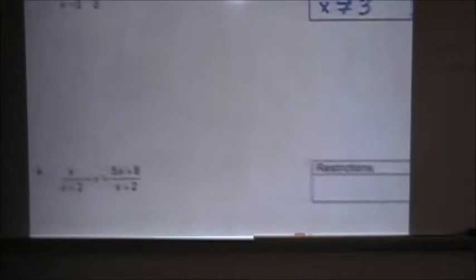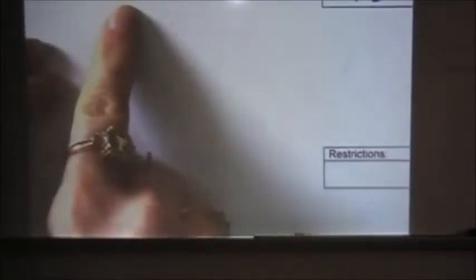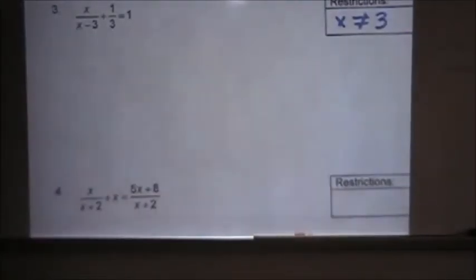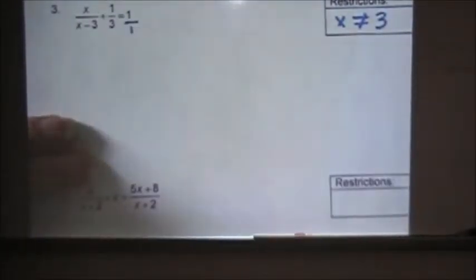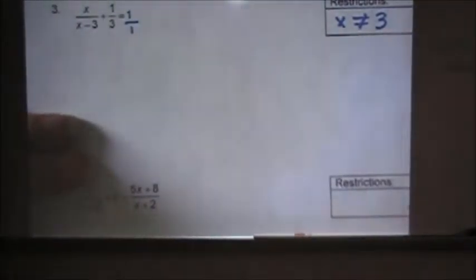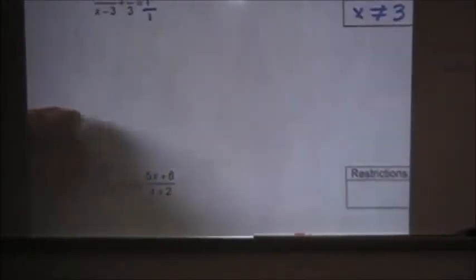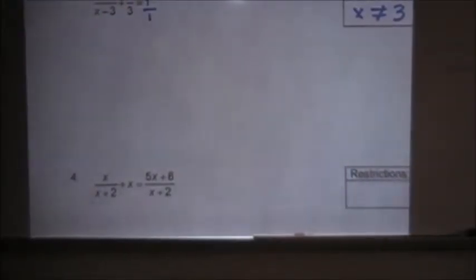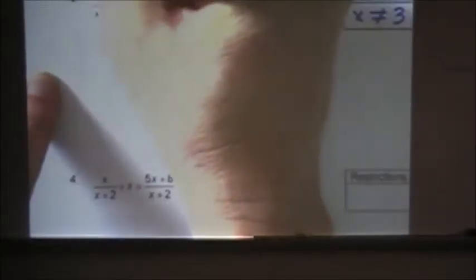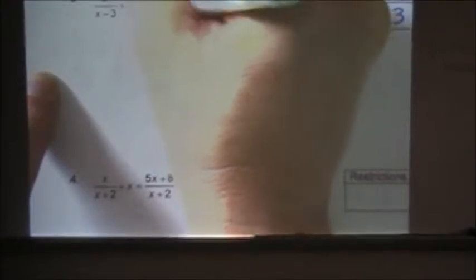Now my last term currently doesn't have a denominator, but it really does, of 1. I could put a 1 in the box, but 3 times 1 is just 3. So I'm going to leave my LCD as 3 times x minus 3. Now I'm going to multiply every term by my LCD. So my first term is going to be multiplied by 3 times x minus 3. My middle term is going to be multiplied by 3 times x minus 3. And my final term.